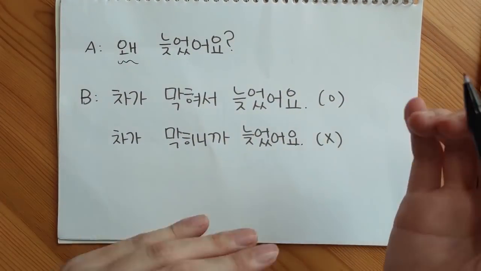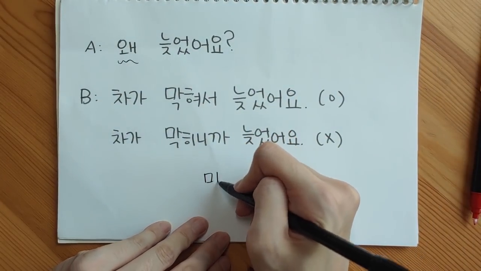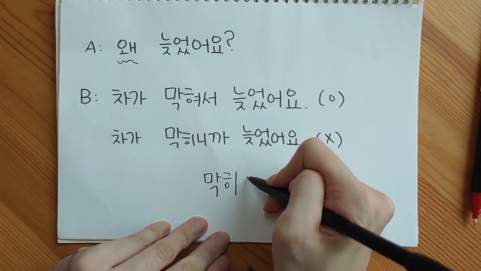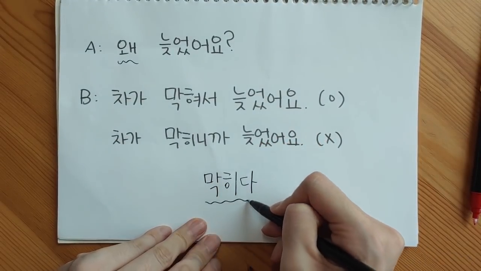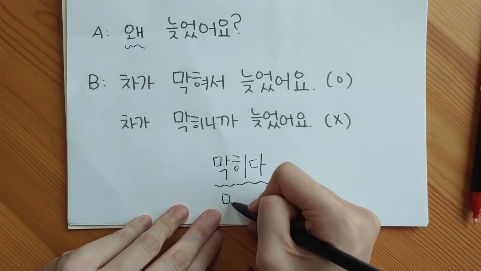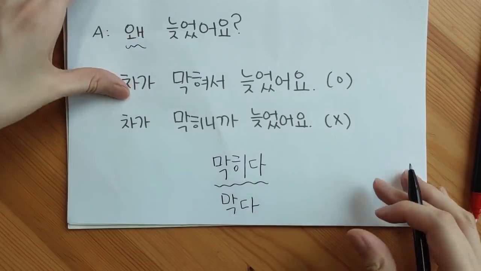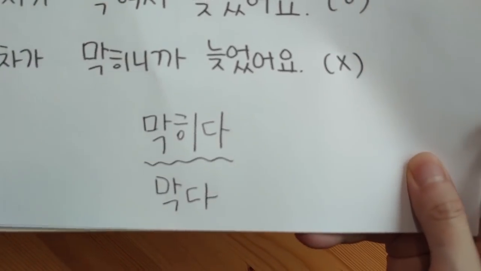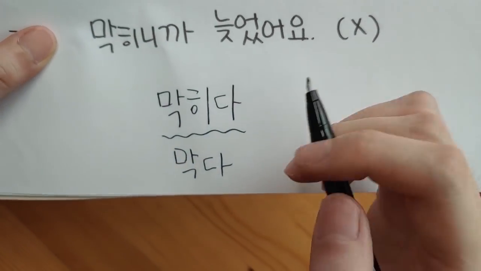차가 막혀서 늦었어요. 차가 막히니까 늦었어요. So 막히다. Okay, so let's first look at 막다, this verb. So 막다 is a verb that means to block.